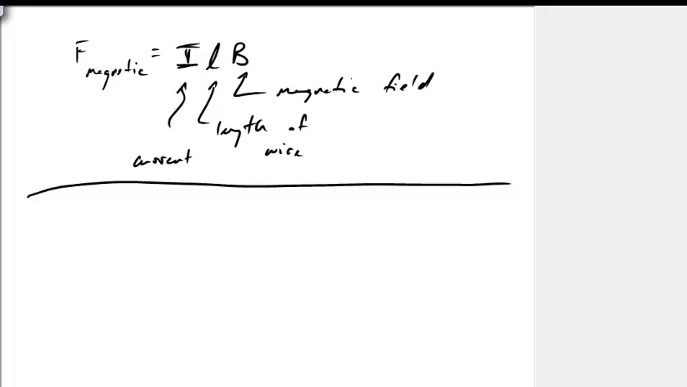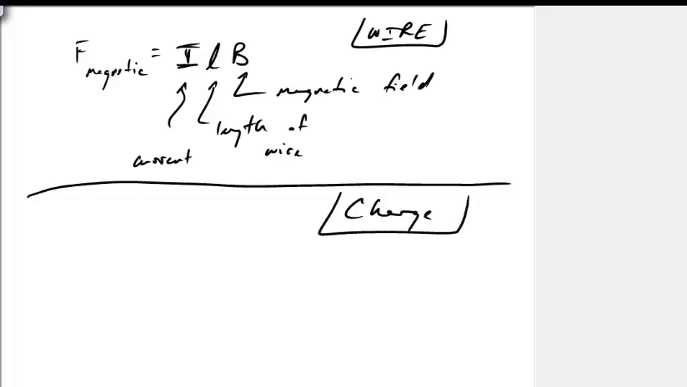The other side of things, so this is the wire side, is the charge side of things. What if a single electron or a single charged particle were to float through a magnetic field? What would happen? That would give off a magnetic force as well, because magnetism and electricity are related, as we saw in Section 1. And this would be related to capital Q times V times B.